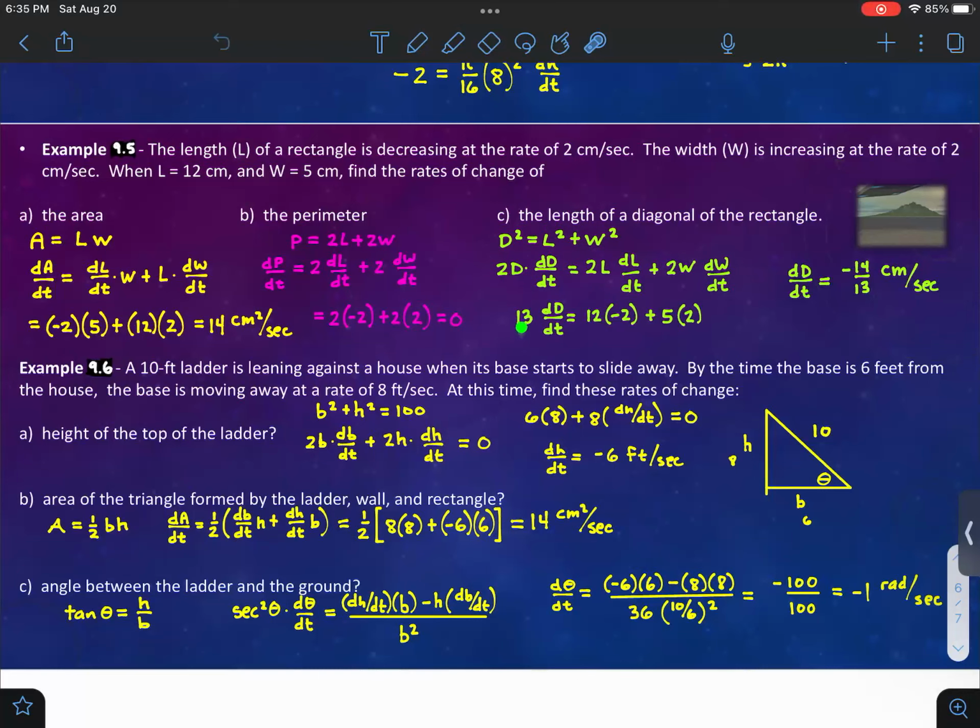D was not given, but again, special right triangle, we know it's going to be 13 at this moment. The only unknown left is the thing we are trying to figure out, the rate of change of the length of the diagonal in centimeters per second.